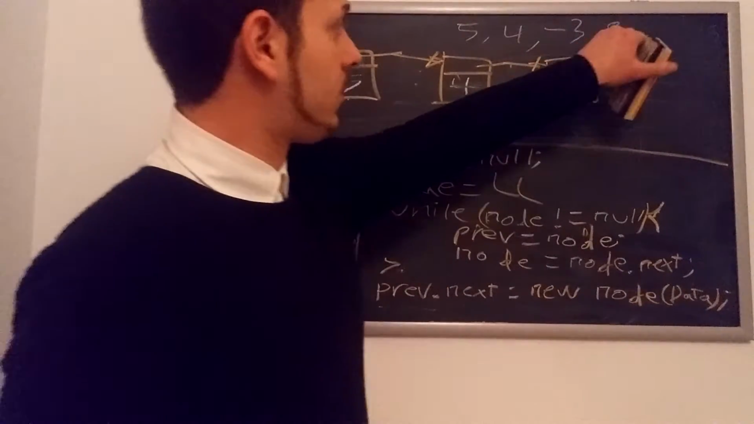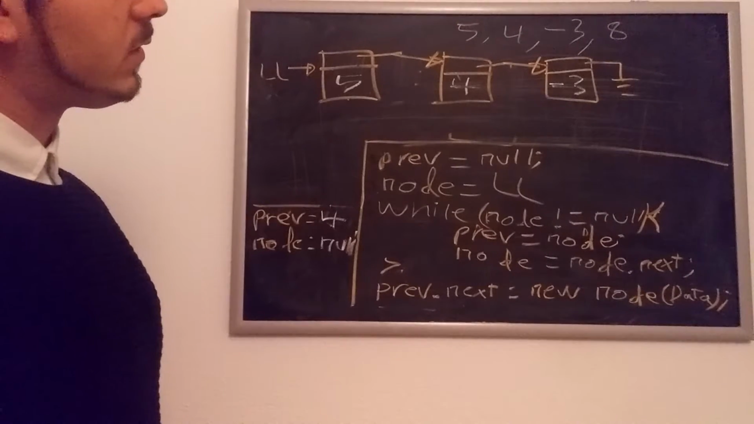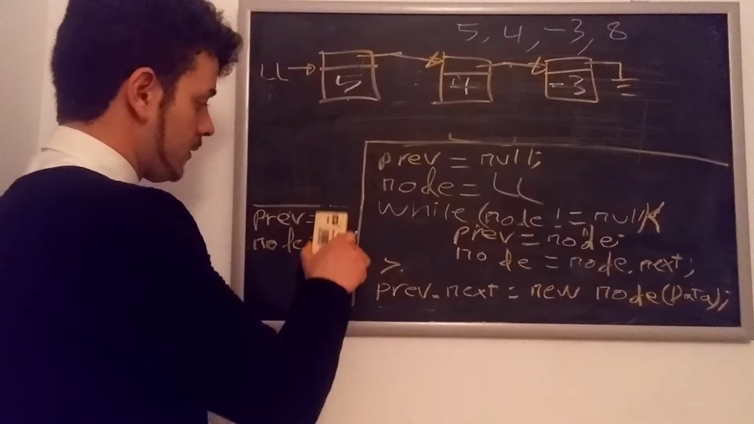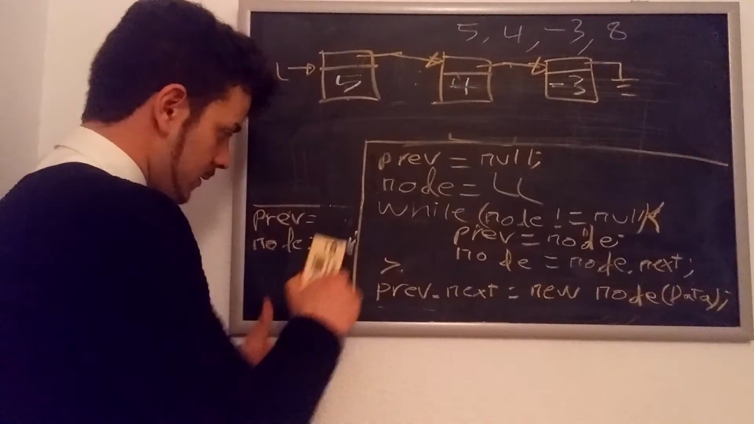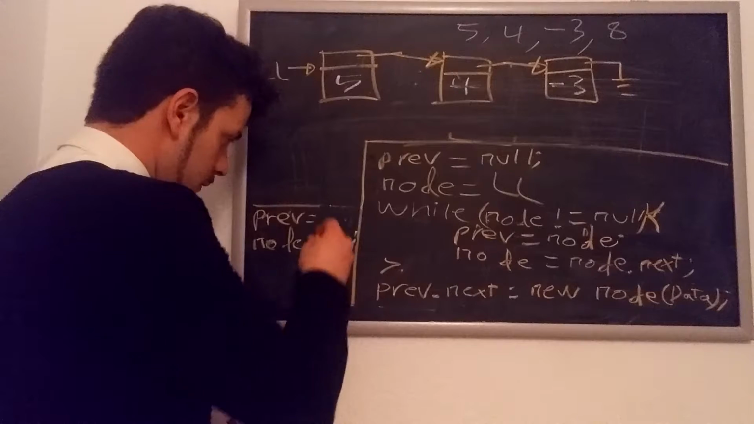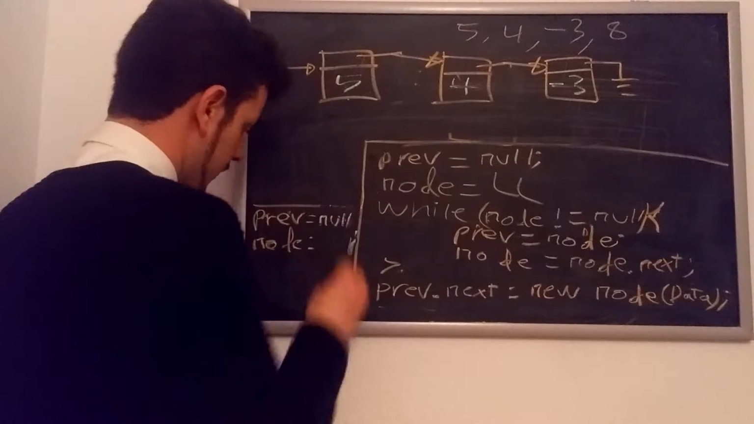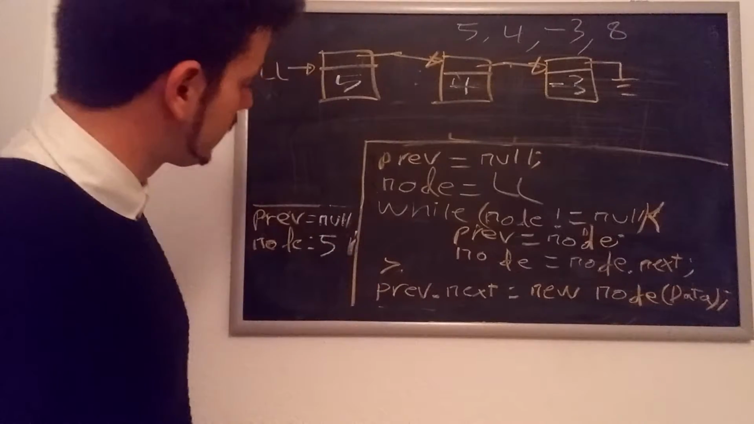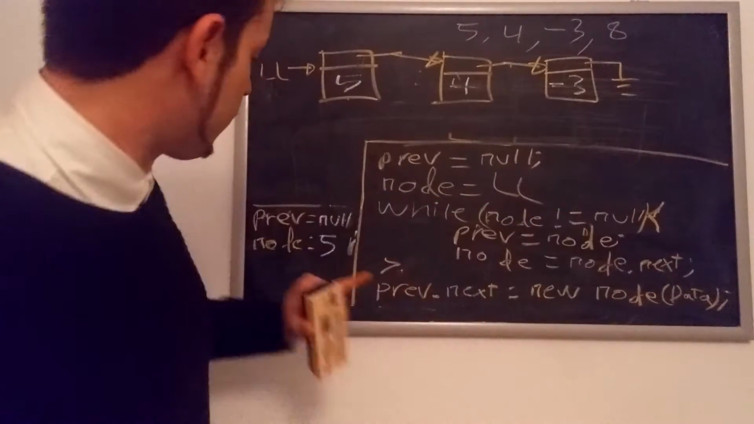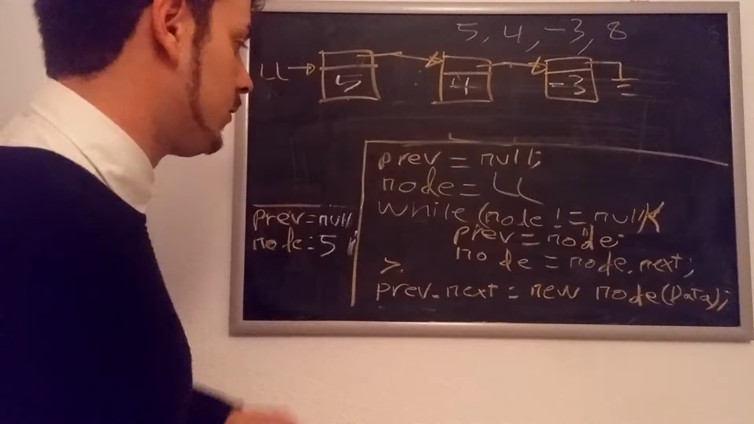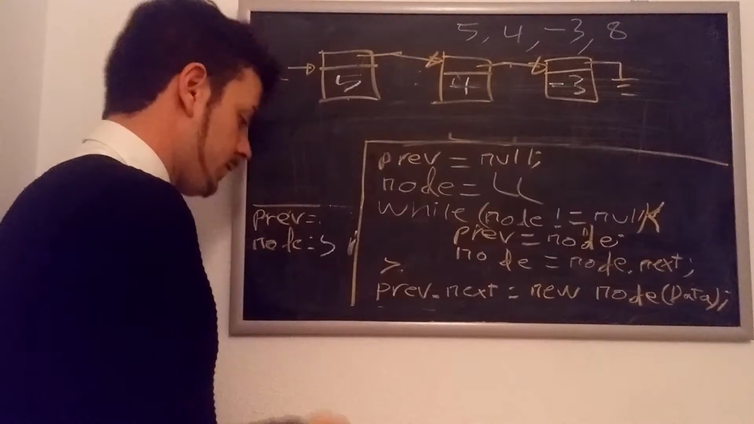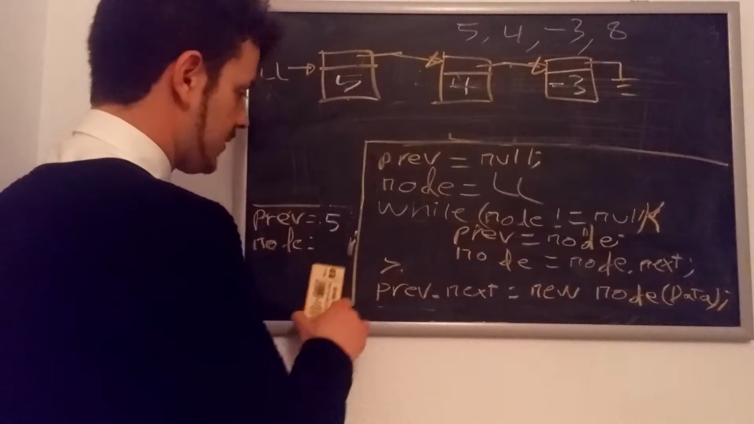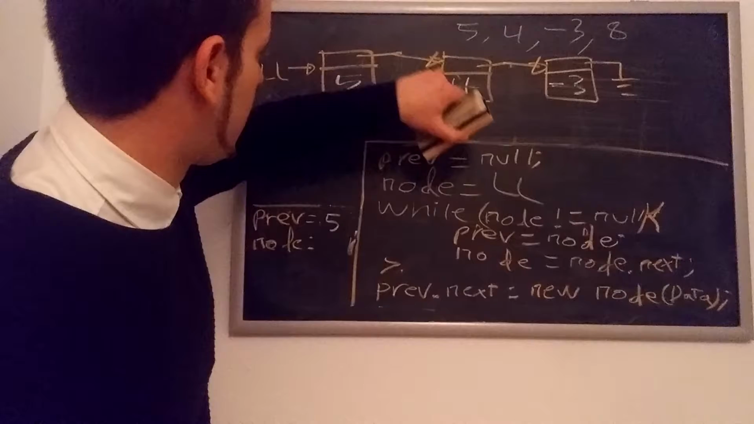Alright, now we want to insert 8. We do the same thing again. Prev equals null, and node equals the beginning of the linked list. This is 5. We do the while loop. While node is different from null, prev equals node. Prev now equals 5. Node equals node dot next. The next one to the 5 is 4.